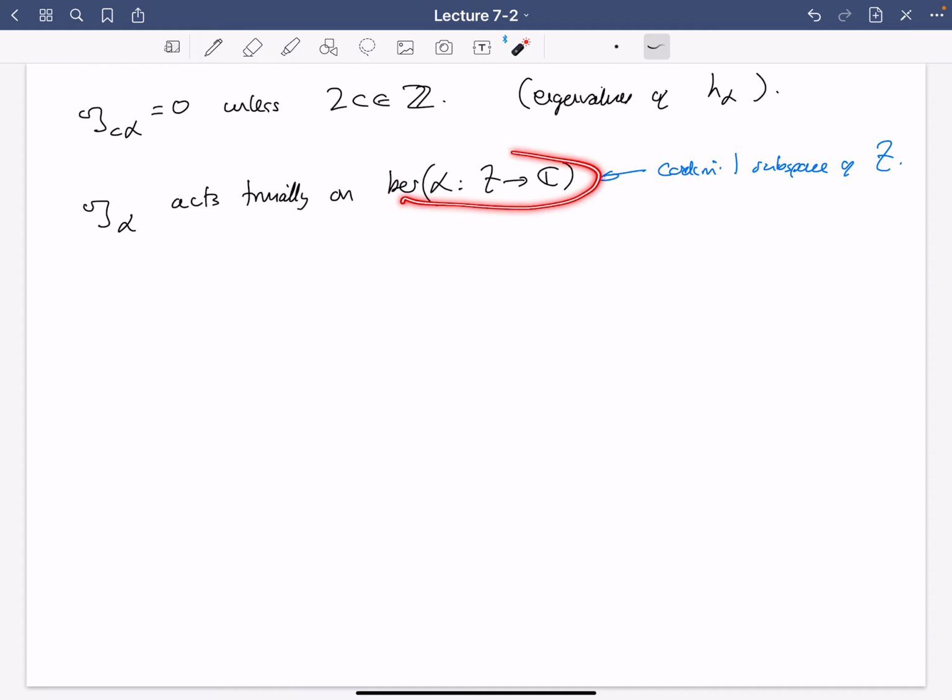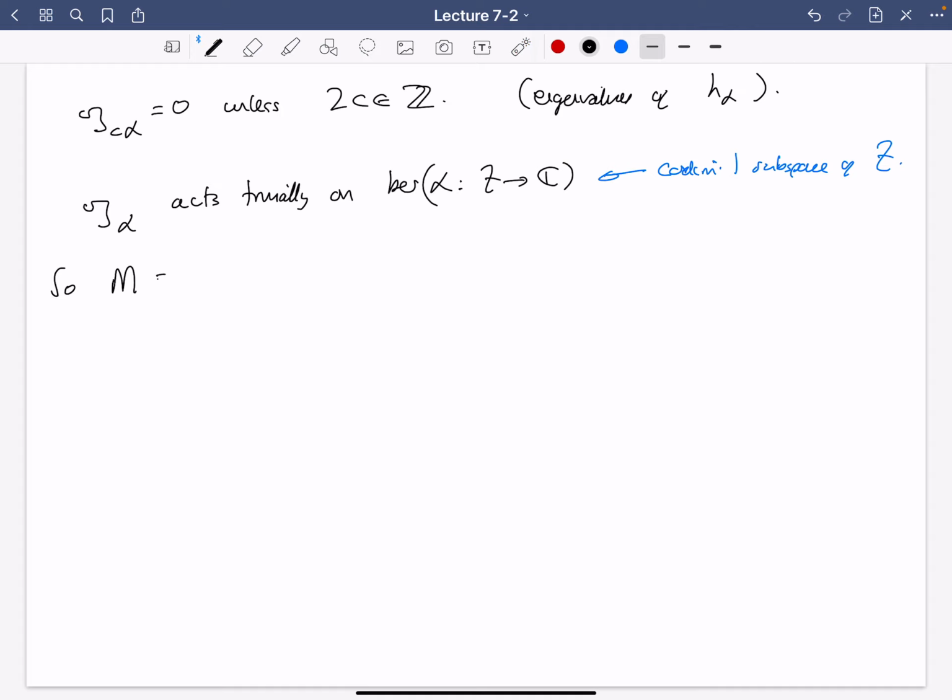Similarly, how does something in the kernel act on F alpha? Well, it is by evaluating minus alpha on there, which is 0. So E alpha and F alpha act as 0 on the kernel, and of course H alpha commutes because we're inside this maximal toroidal subalgebra T. Okay, so G alpha acts trivially on there.